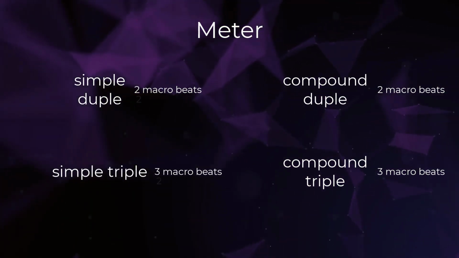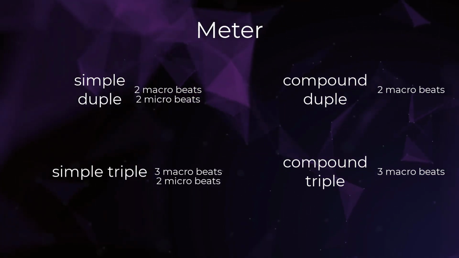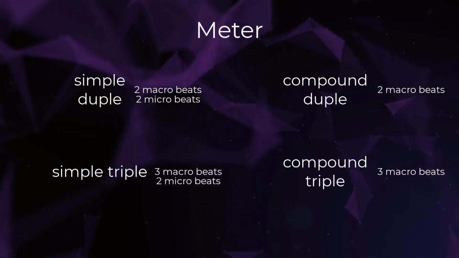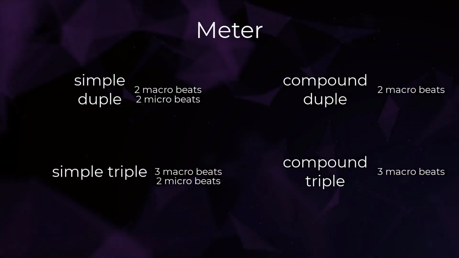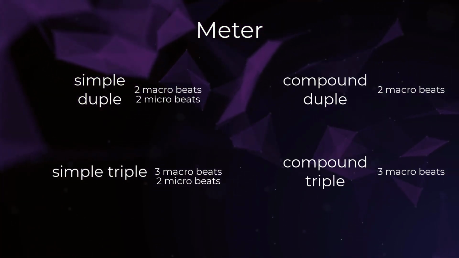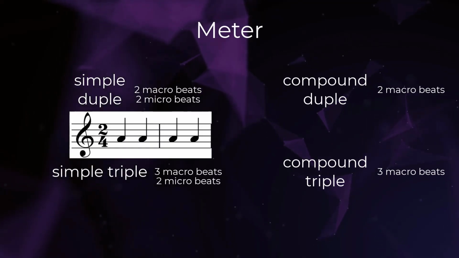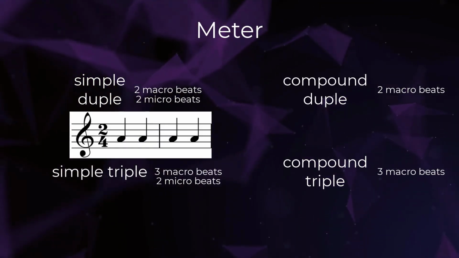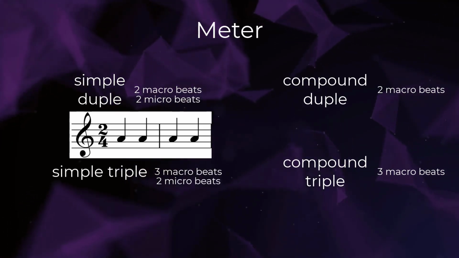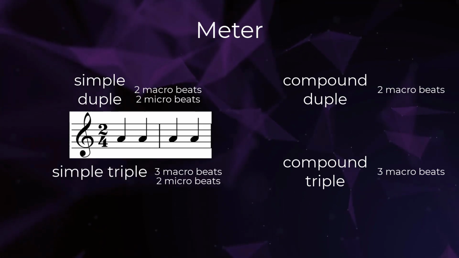For simple, the macro beat groupings divide evenly into 2 microbeat parts. This will most likely be a quarter note or eighth note division in the macro beat. Let's take a look at 2/4 for an example of a simple duple. We divide first into 2 equal groups of 1 quarter note each. Those quarter notes divide equally into 2 eighth notes, which means we are in a simple duple meter.